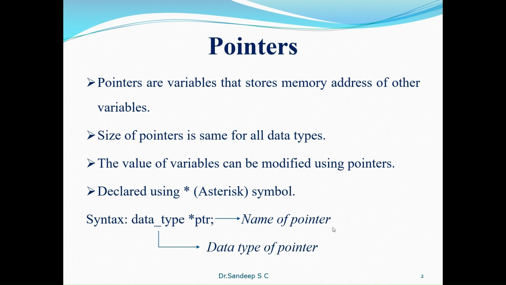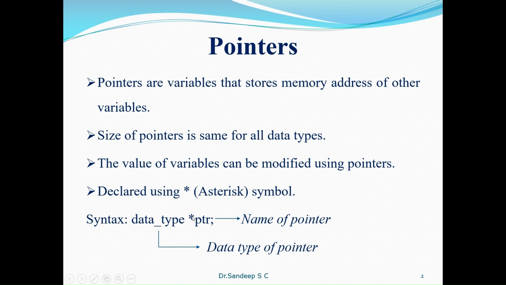When we want to declare a pointer, we use the asterisk symbol. That symbol indicates that the variable we have defined is a pointer and not a normal variable. So here's the syntax you can see here. First we have to define a data type, then the name of the pointer. I have given ptr as the name of the pointer. You can give any name here. Prefix that with an asterisk symbol that indicates that this particular variable is a pointer variable and not a normal variable.